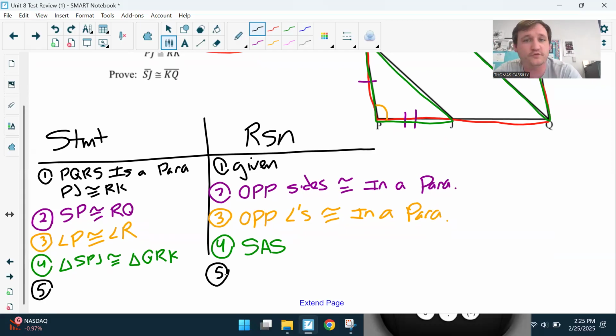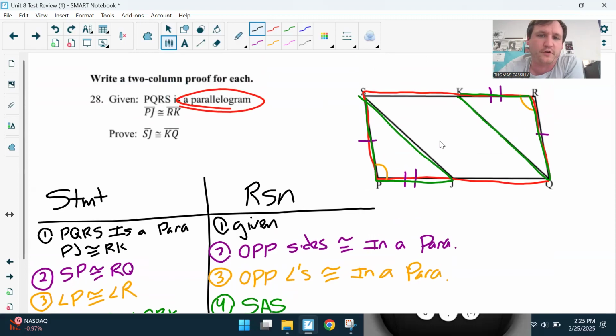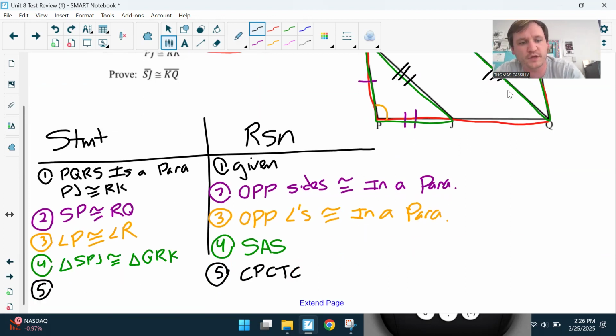Anytime you do a triangle congruence, you're always going to throw down CPCTC, right? Those corresponding parts of the congruent triangles are congruent, right? So we know the green triangles are congruent, therefore all the matching pieces have to be congruent. Well, look, SJ matches up with QK, so we know that those must be congruent. SJ is congruent to QK, or I guess KQ, doesn't really matter.